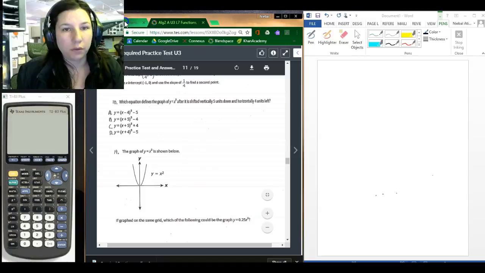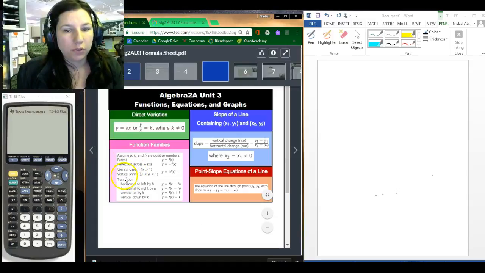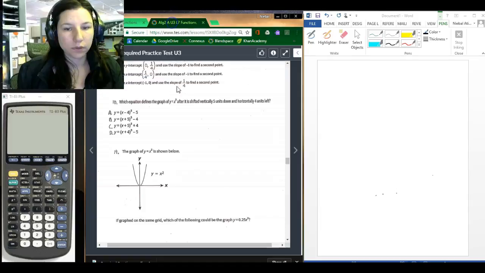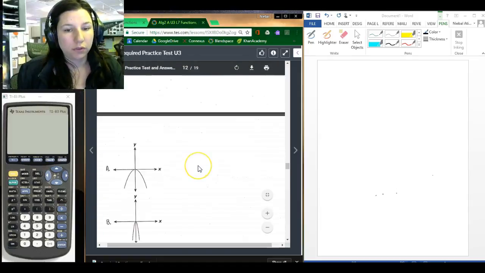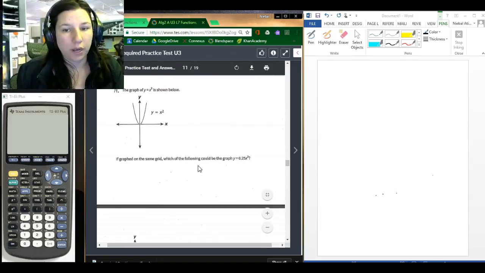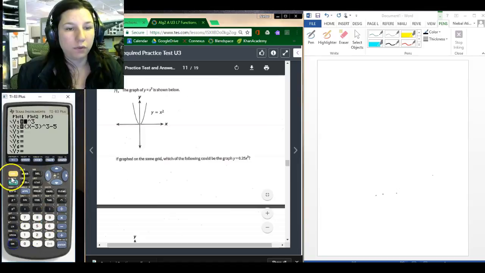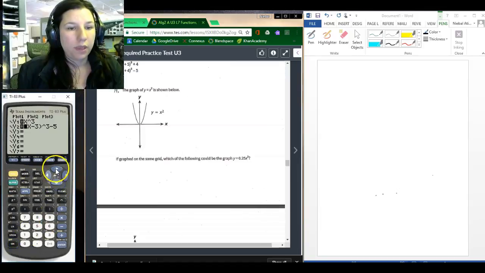0.25 is a number that's less than 1. Okay, so it's going to be a vertical shrink if it's between 0 and 1, right? The number right in front. Another way you could take a look at what's going to happen and understand is, again, if you go to your graph, we have y equals x to the second power, and we want to know, well, what happens if we put 0.25 in front?